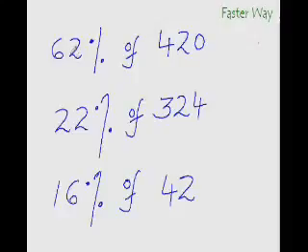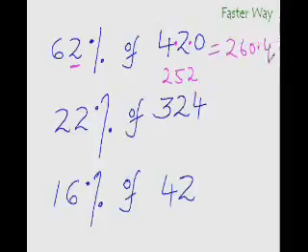So 62% is nothing but 50% plus 10% plus 2%. 50% would be half of this, that is 210, isn't it? And 10% would be 42. So 210 plus 42 would be 252. Now all you need to do is add the 2%. Since 1% is 4.2, so 2% would be 8.4. So 8.4 plus this much would be 260.4. So look at the next one.